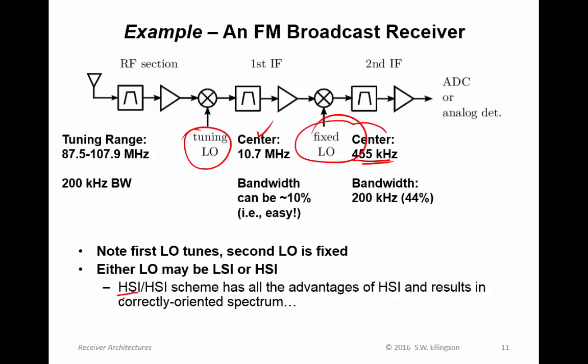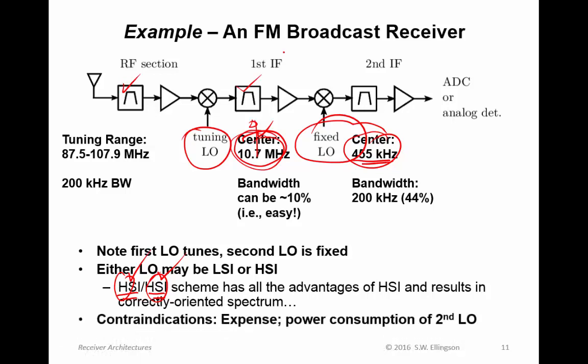However, I'll tell you, if you do both high side, you've got a huge advantage in that you get all the advantages of high side injection, which I've talked about in a previous lecture, and the spectrum comes out facing the right direction, because this gives you a spectral reversal and this gives you a spectral reversal, so the output signal is correctly oriented. And then if I really had a big issue with half IF problems, I could increase this frequency, leave this the same or increase it, and thereby adjust the requirements that I have for these preselection filters and for this filter.